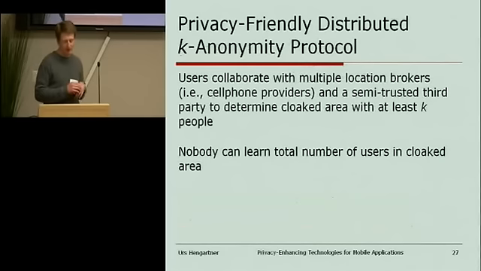So what I'm going to do next is discuss a solution that is based on these approaches of having multiple location brokers. The user and the location brokers collaborate. There will also be a third party, a semi-trusted third party. And these parties together determine whether the cloaked area has at least k people. The nice feature of our solution is that nobody, not even the user, not the location brokers, not the semi-trusted third party, none of these parties can learn the total number of people that are in the cloaked area.